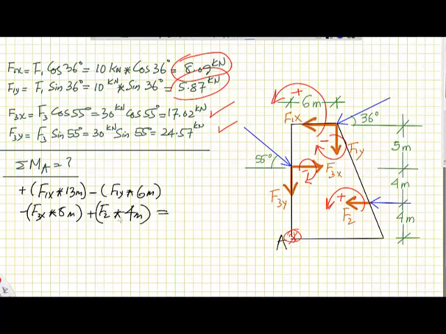and the end result is equal to minus 19.65 kilonewton meter, and the minus sign means it is clockwise. So the sum of all moments about A is equal to 19.65 clockwise.